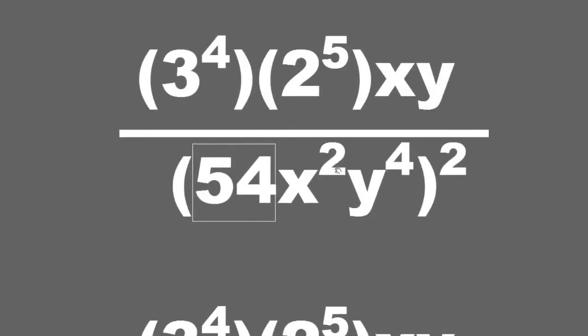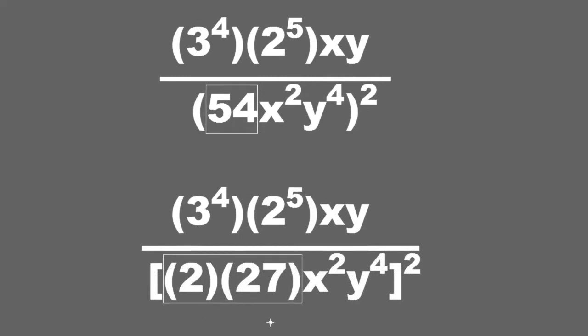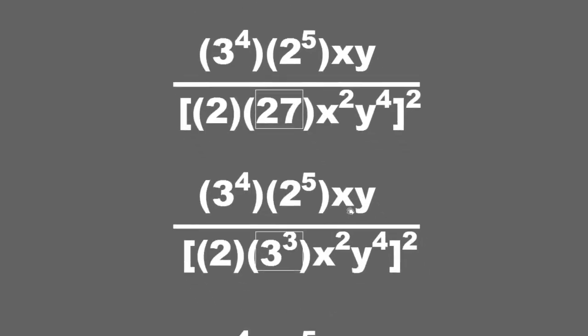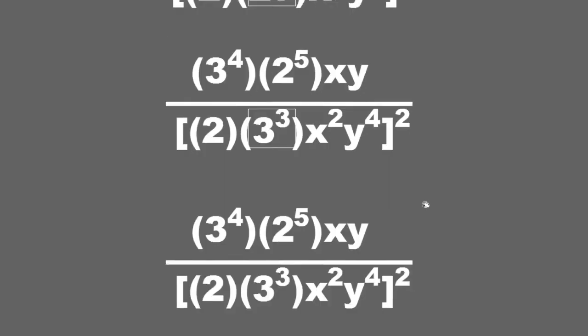Another step that I'm going to take, because I'm going to start working on the denominator now, is that I'm going to write 54 as 2 times 27. 2 times 27 is 54, so these two expressions are equivalent. But if you look here, 2 times 27, the 27, I can write it as 3 cubed. 3 times 3 times 3 is 3, 9, 27. So those are equivalent. And I think you can see where I'm going with this. And if you don't, you're going to see very soon.